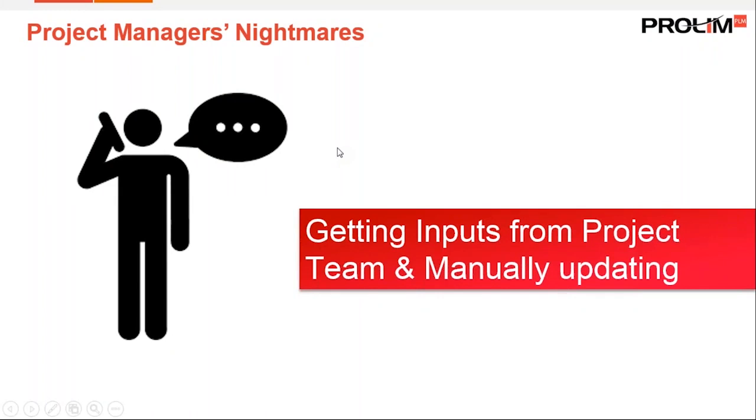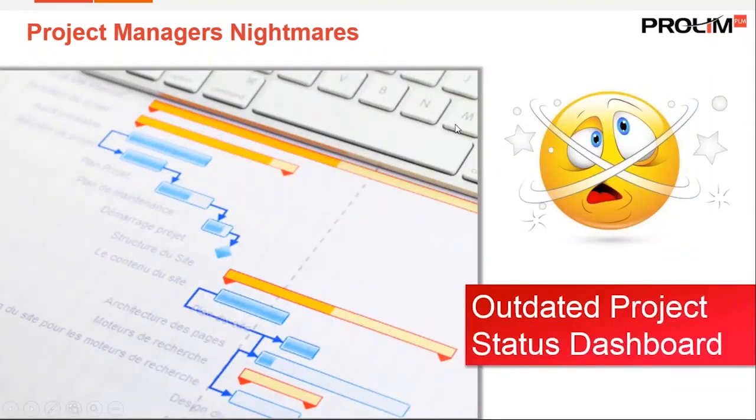So we'll start with what all challenges the project manager is facing and what could be the nightmares for the project managers. One of the challenges generally in traditional project management practice, the project manager needs to get the inputs from the project team and then manually update the project management tool or dashboard or MS Project or Excel, whatever tools the organization is using for project management. And most of the time, because the traditional tools for project management are not real time, the dashboard of the project status would always be outdated.